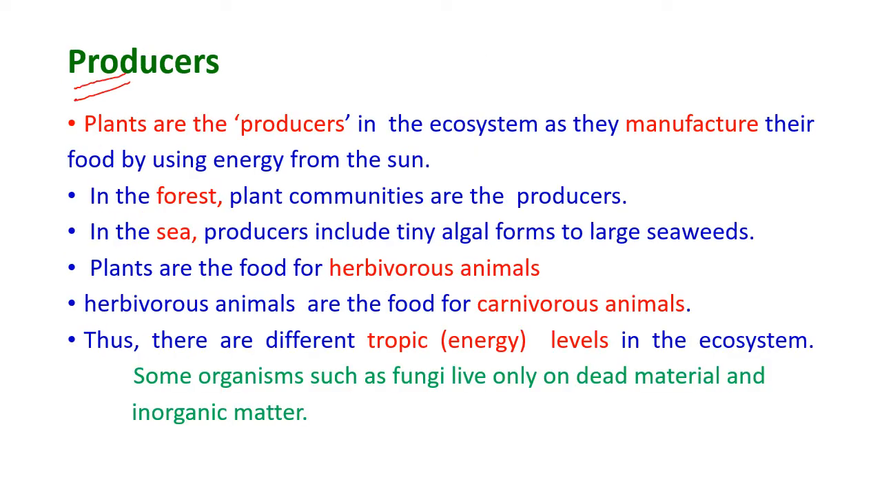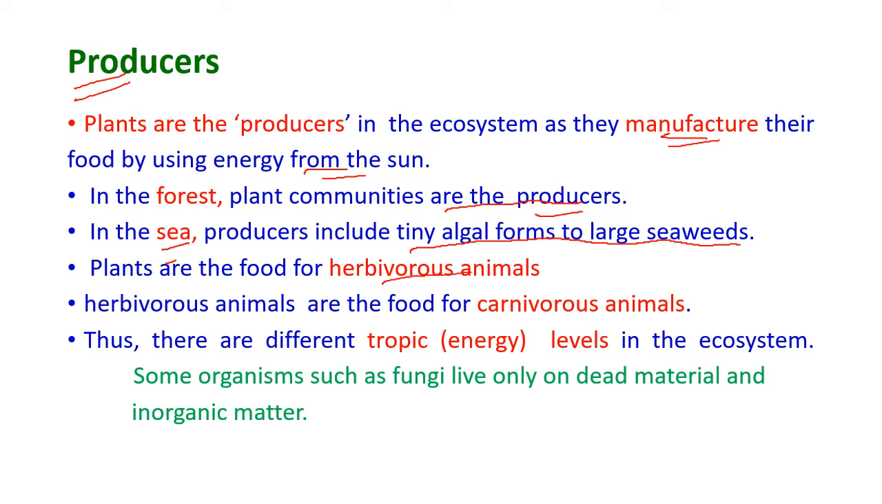Producers. Plants are the producers in the ecosystem as they manufacture their own food by using the energy from the sun. Hence, they are called producers. In the forest, for example, plant communities are the producers. And next one, the sea. In the sea, the producers include the tiny algal forms to large seaweeds.